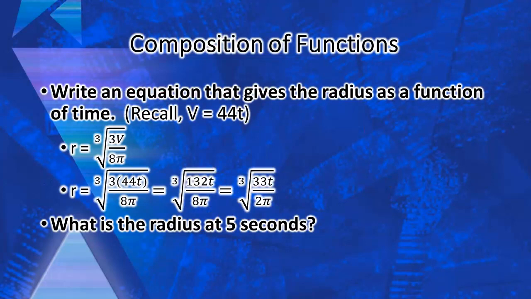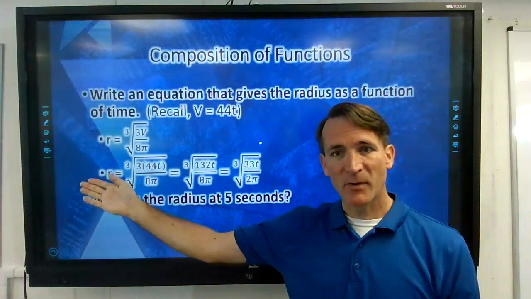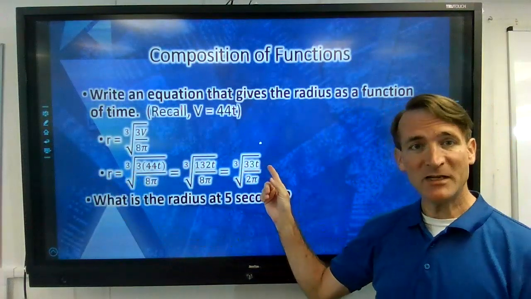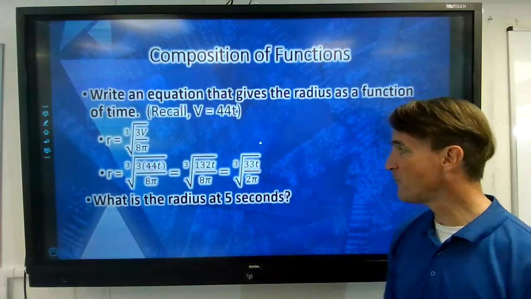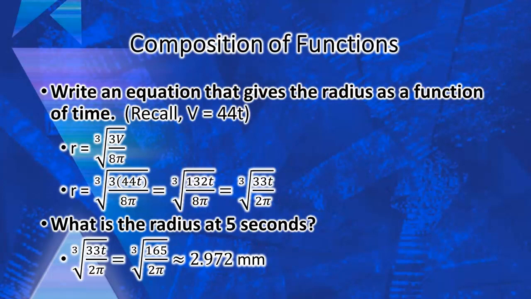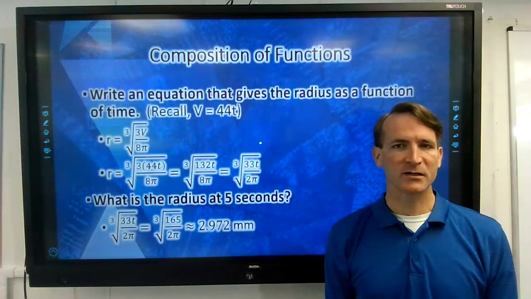What is the radius at 5 seconds? So now that I've solved, I need to find my radius with t being equal to 5. I'm going to use my new function here, substitute in a 5 for my t value. So 33 times 5 is 165. Divide that by 2 pi, take the cube root of it, and you get approximately 2.972 millimeters would be the radius of that particular angioplasty balloon.